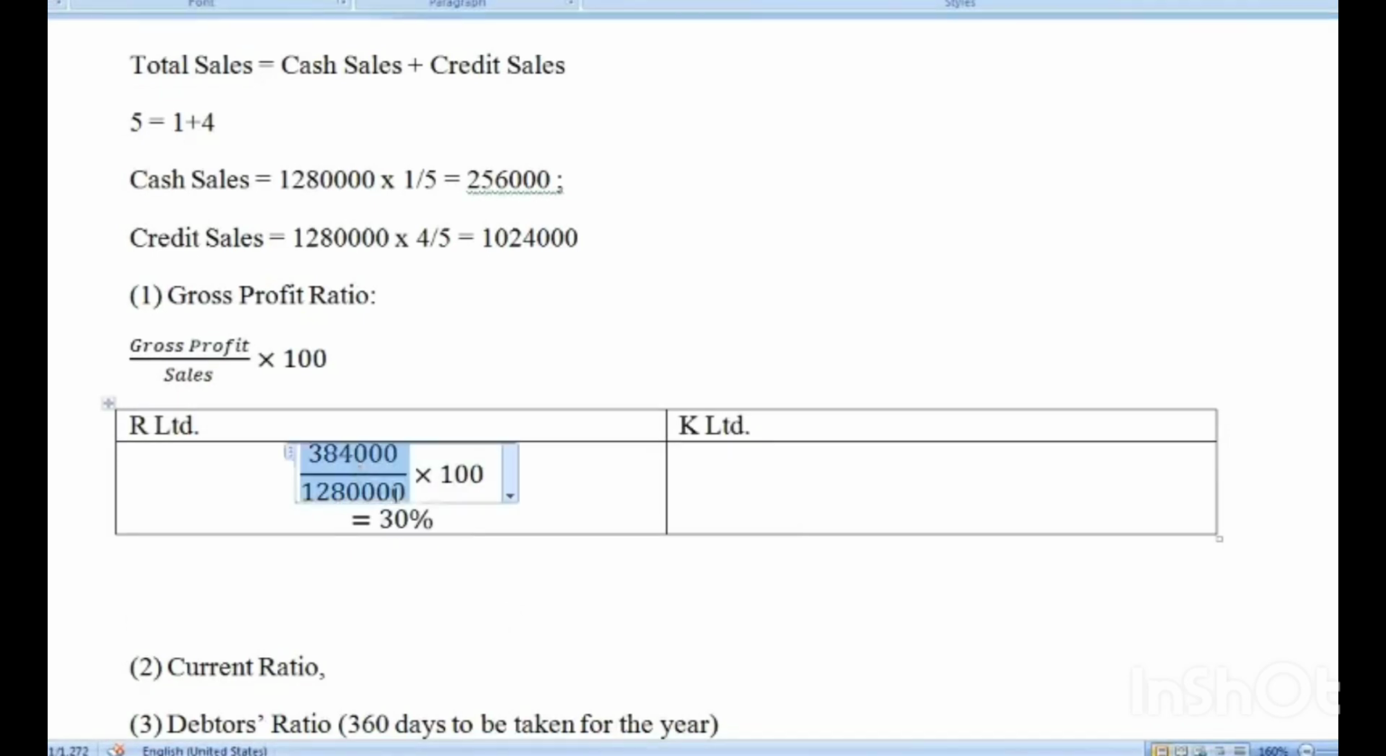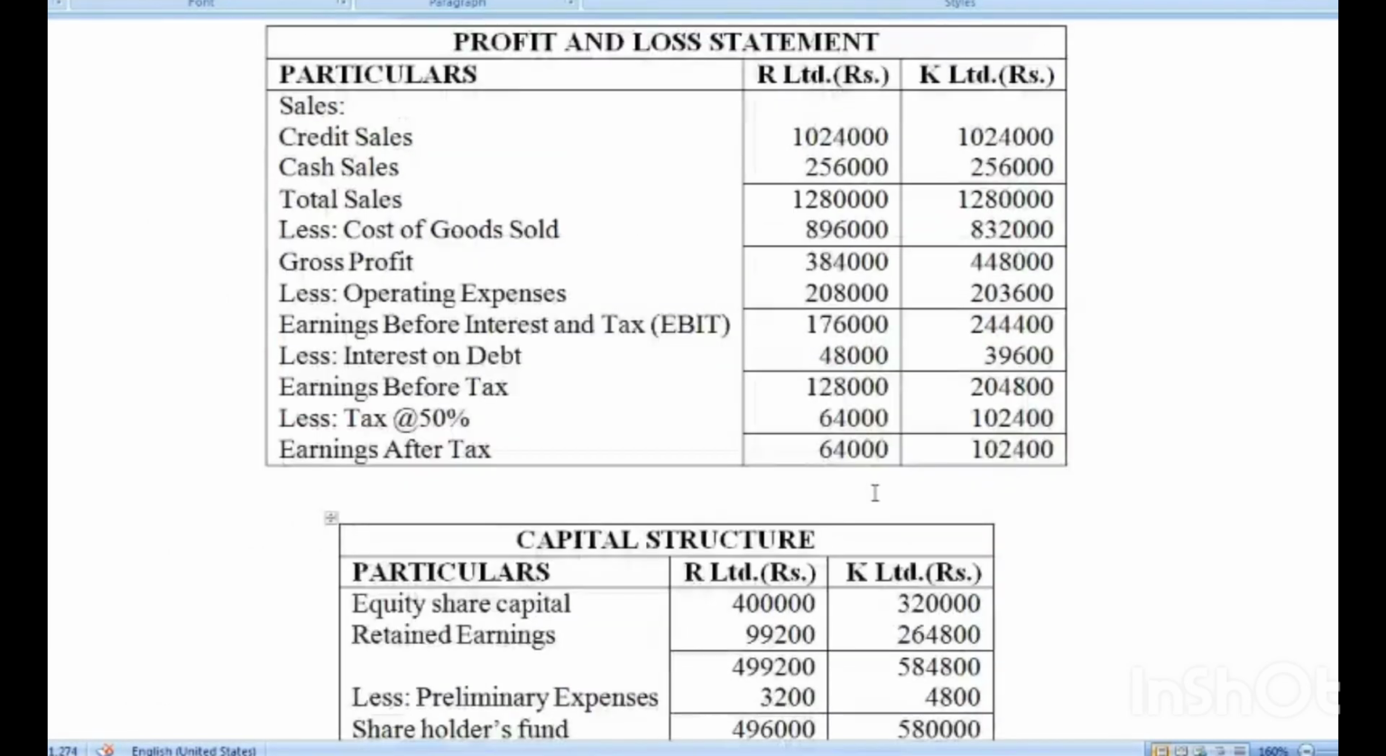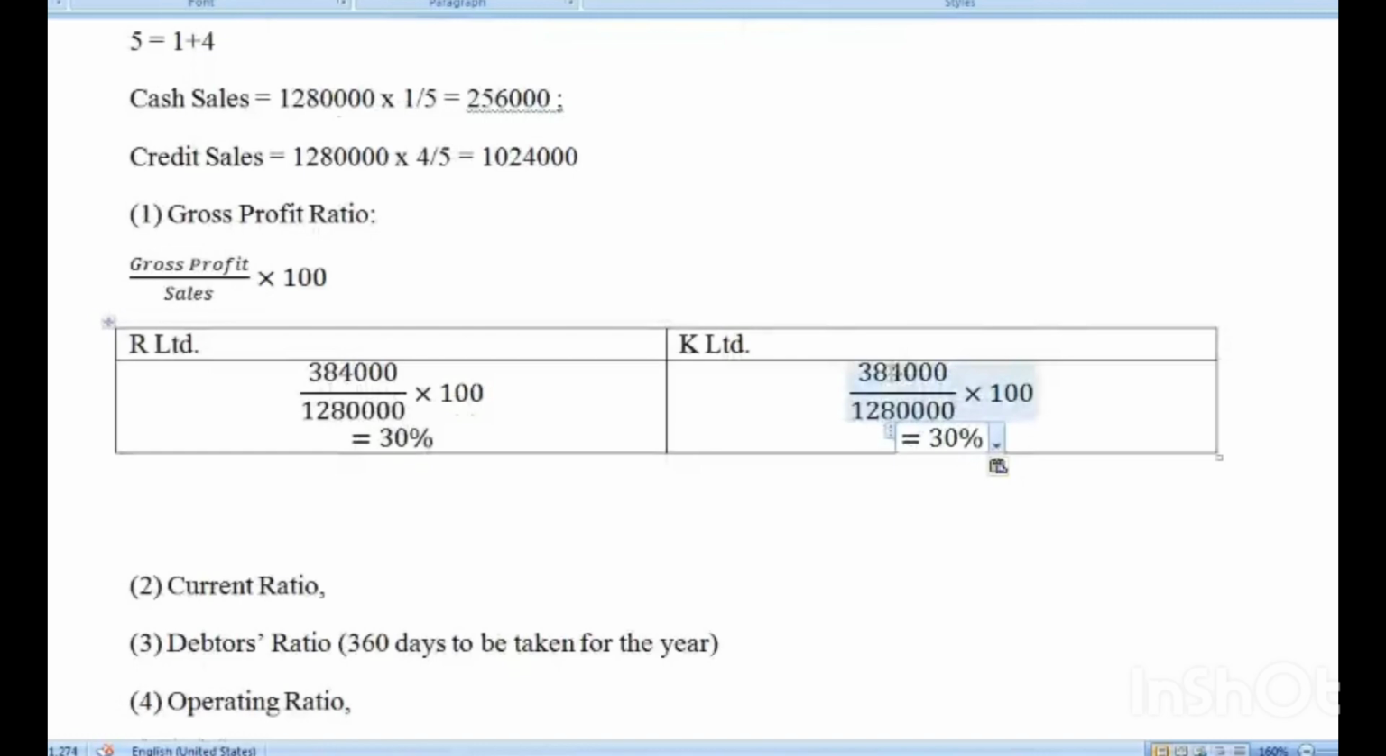Now, in the same way, go for the next company. What is the gross profit of it? 4,48,000 divided by 12,80,000 into 100. How much percentage? The answer is 35%.